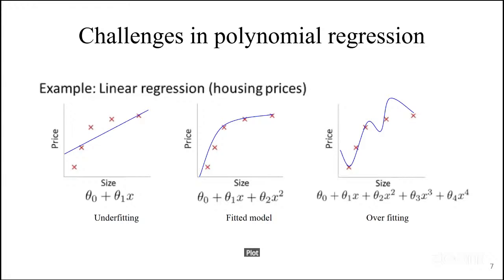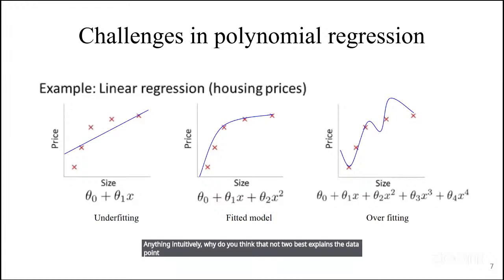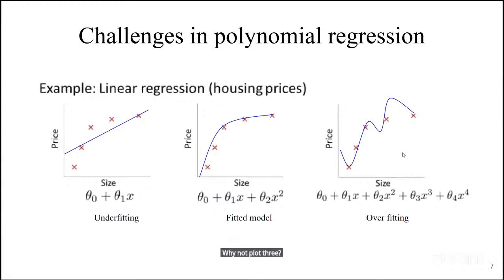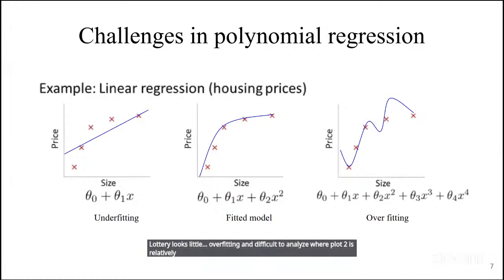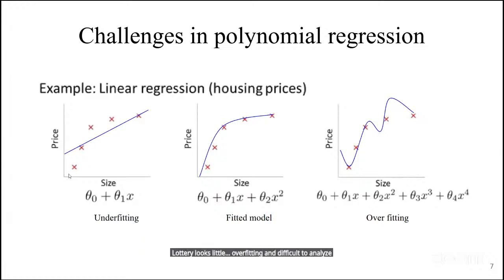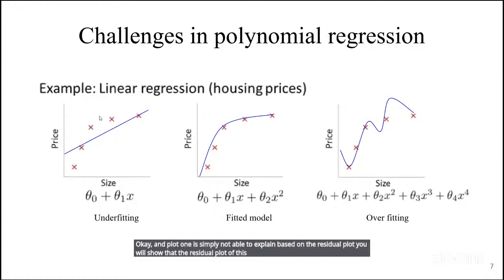Plot 2. Can you explain why you chose plot 2? Intuitively, why do you think plot 2 best explains the data points? Why not plot 3? Plot 3 looks a little overfitting and difficult to analyze, whereas plot 2 is a little more accurate to understand. Okay, and plot 1 is simply not able to explain the data based on the residual plot. The residual plot of this is far from 0, but this is very close to 0, and this is also very close to 0.